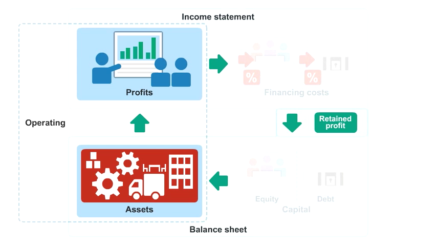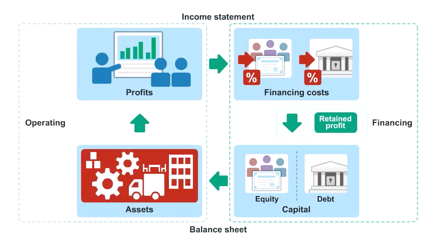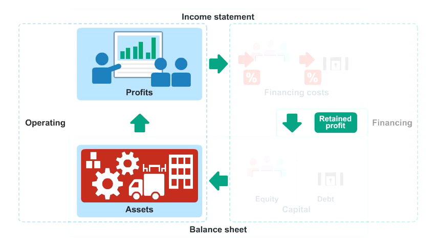The left-hand side of this diagram represents the operating aspect of the business. The right-hand side represents the financing aspect of the business. Separating the operating and financing aspects of the business encourages operating managers to focus on the most effective utilization of the operating assets under their control.